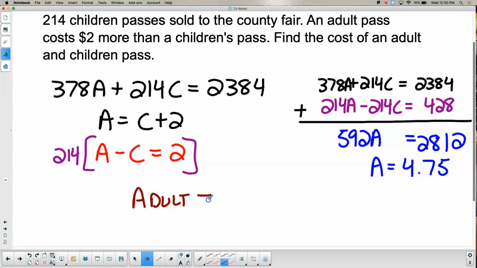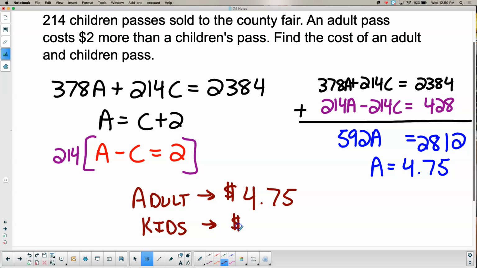$4.75. You kind of got to know what's being asked of you. I like where your heads were at, and you're saying, no, it's got to be 5 because it's got to be a full adult, or it's got to be 4 because it's a full adult, but we're talking the cost of a pass, so the cost of an adult pass is $4.75, which means that the cost of a children's pass would be $2.75. Okay? Now, how do we check that?